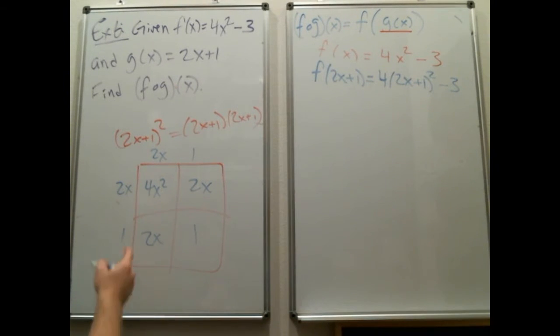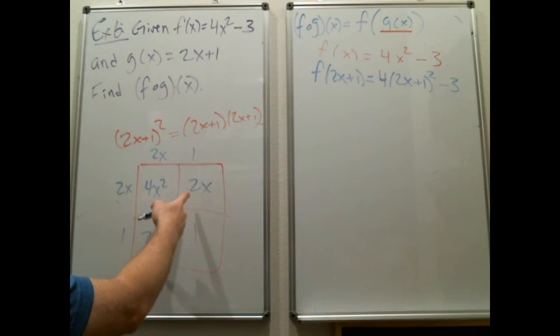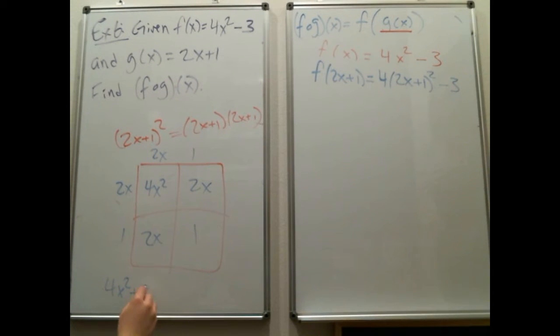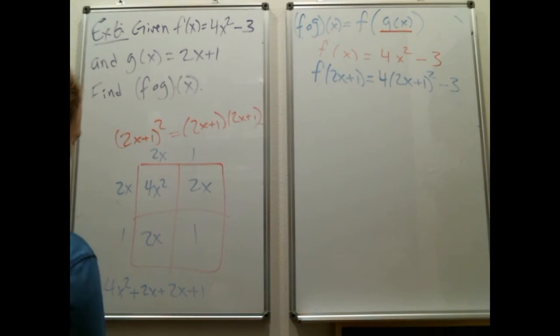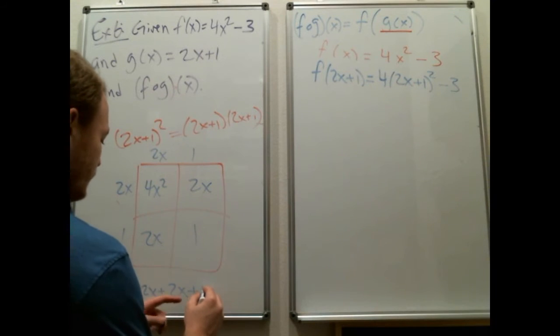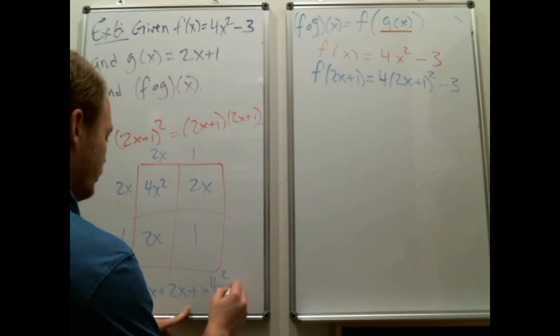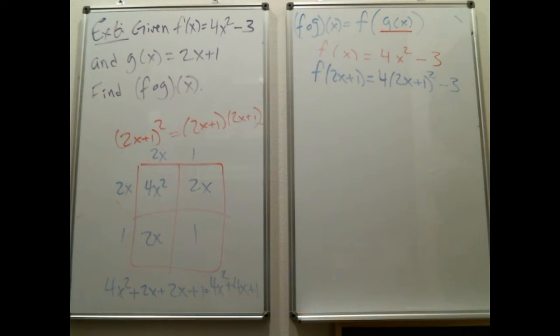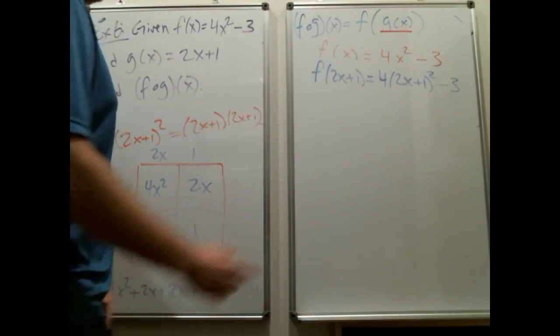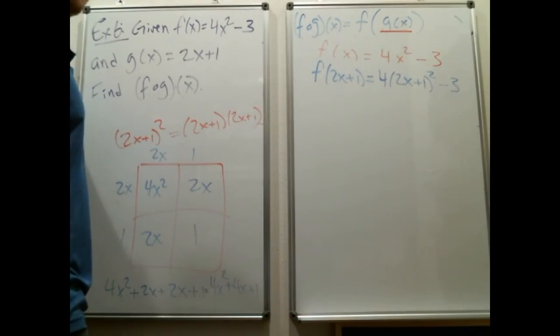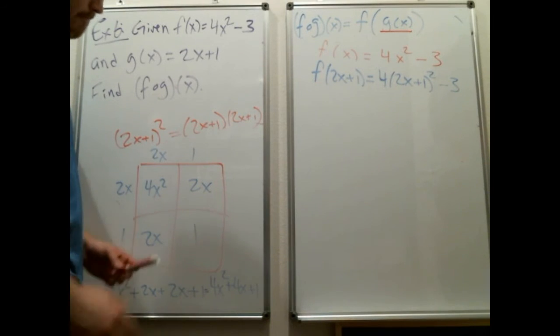So that means I get 4x squared plus 2x plus 2x and then plus 1. Alright, and then you combine these two to make 4x. So I didn't write this very well. 4x squared plus 4x plus 1 is what we place over there. And remember, this is only this 2x plus 1 squared portion. That 4 is still there. So there's a lot of 4's here.